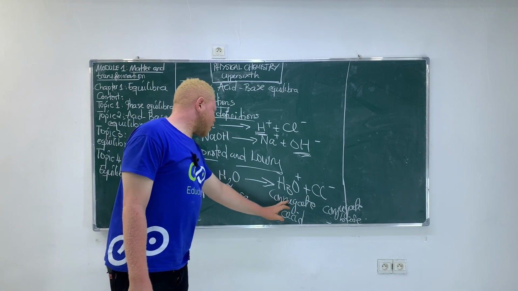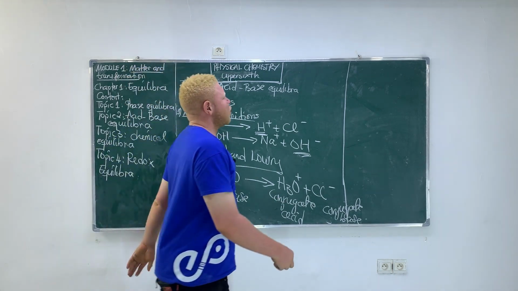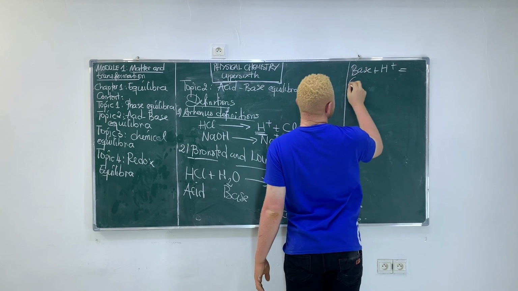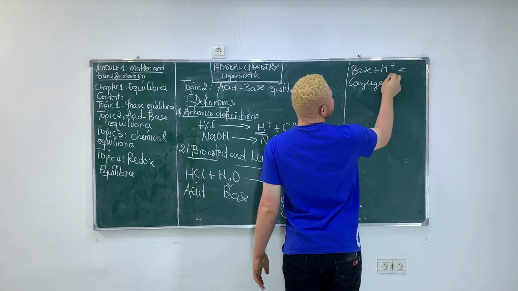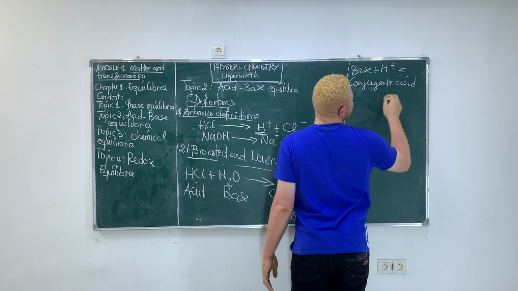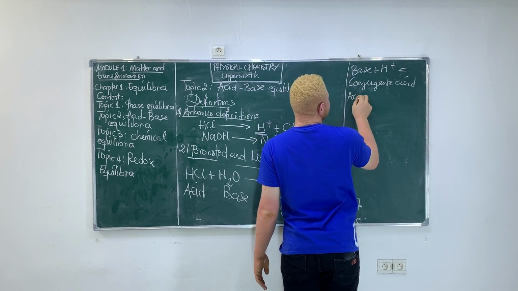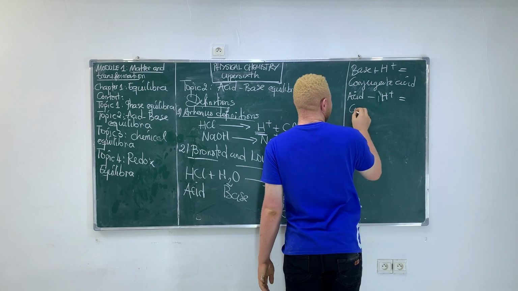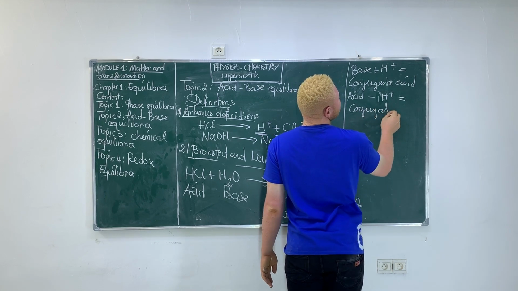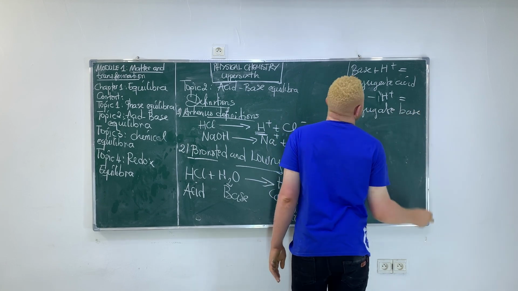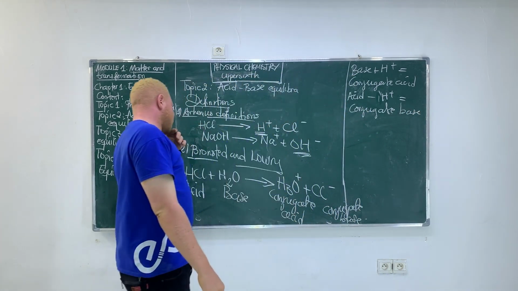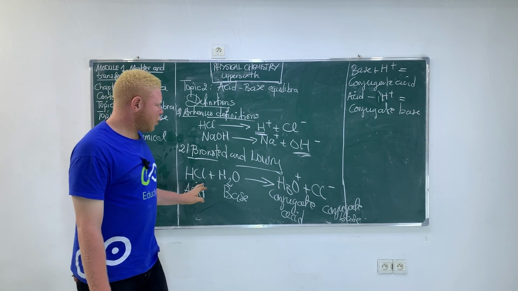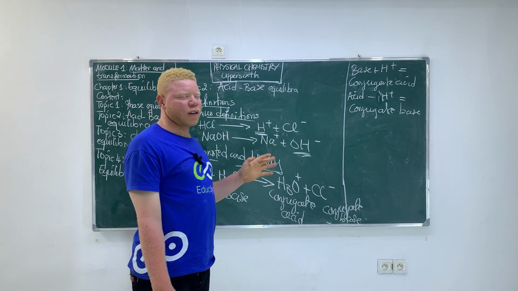So a conjugate acid is a base plus proton. So base plus proton equals conjugate acid. A conjugate acid minus proton equals conjugate base. So if you have an acid and you remove its proton, like here, if you remove the proton of HCl, we're left with Cl minus. So Cl minus here is the conjugate base.